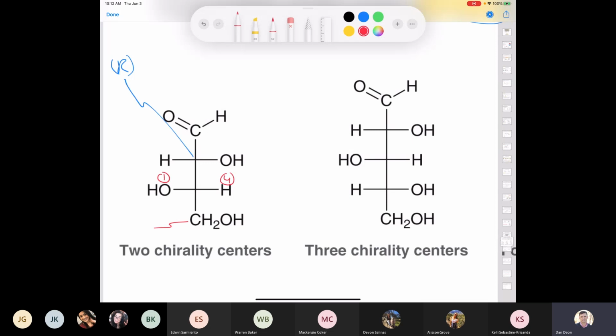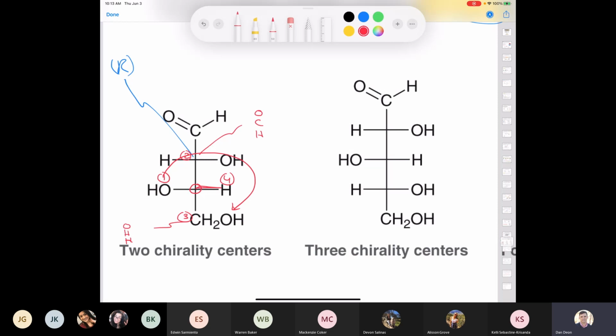This carbon here is attached to oxygen, hydrogen, hydrogen, hydrogen, and this carbon is attached to oxygen, carbon, hydrogen. So this is going to be priority number 2. This will be priority number 3. We go around the chiral center from 1 to 2 to 3. We are going clockwise, which is R.